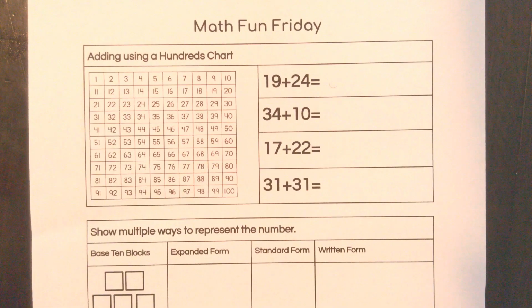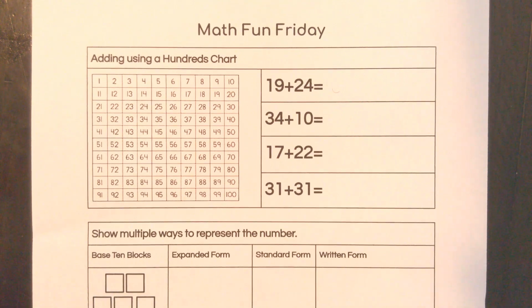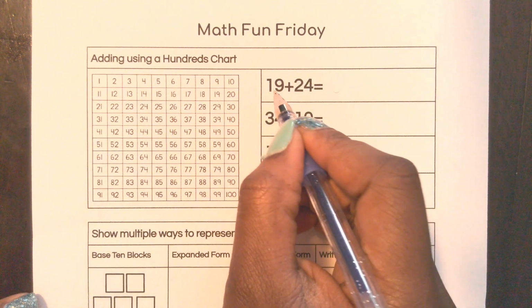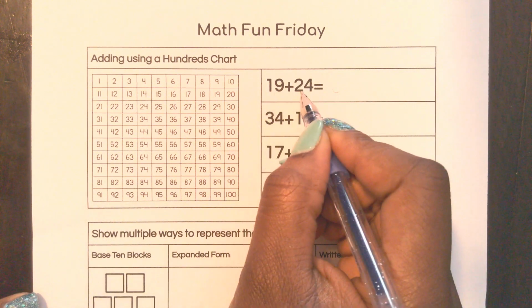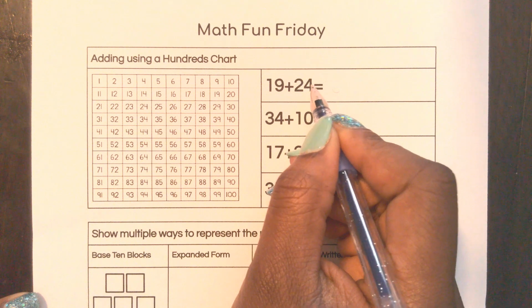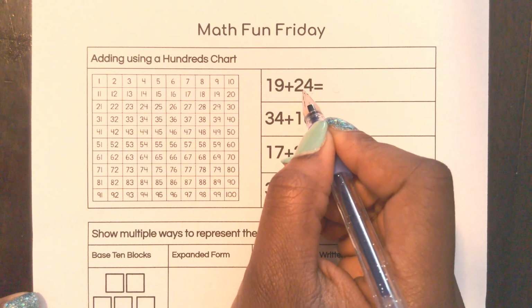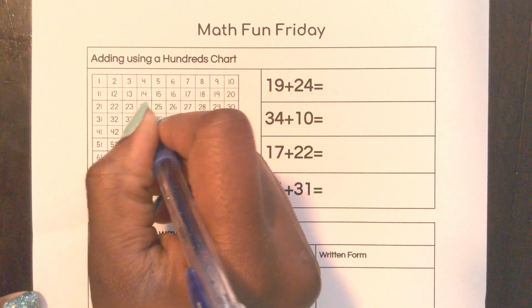Let's start back up here at the top. This is the first day that we are actually adding numbers using a 100 chart. We've only been adding tens just so we know to go up and down on the 100 chart. So here I have 19 plus 24. I'm going to start with my largest number here. I'm going to start with 24.